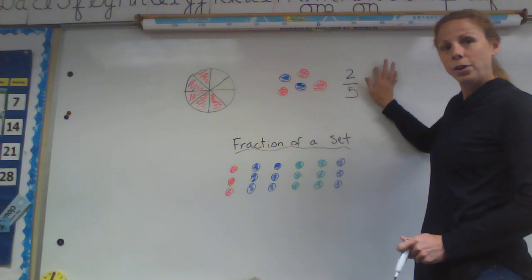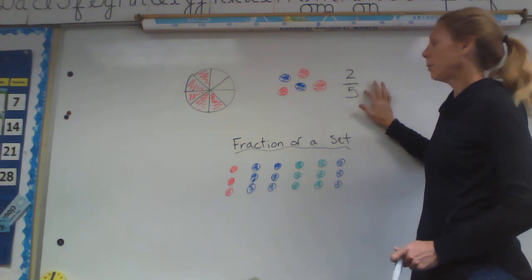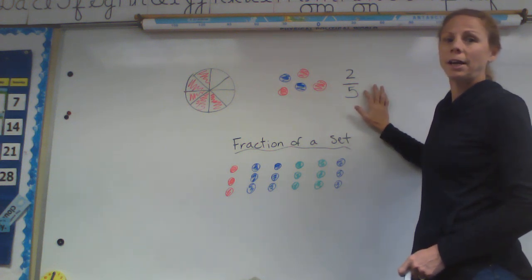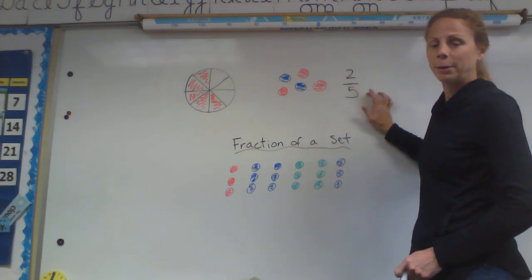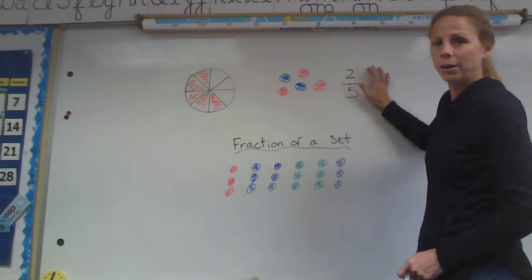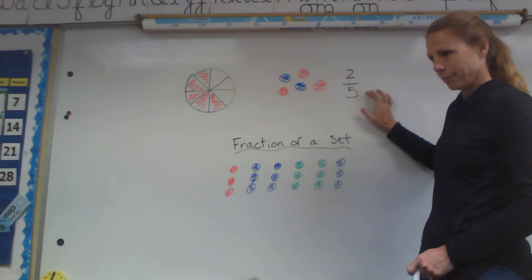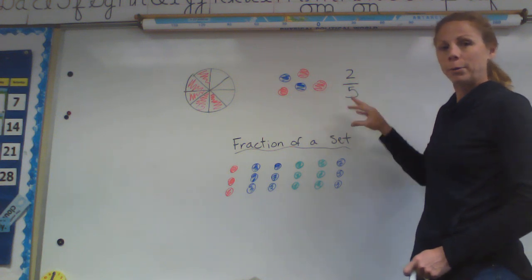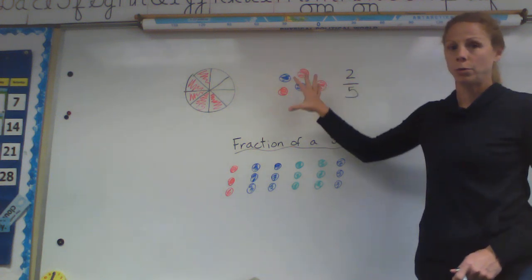Do you remember what the top number is called? It is the numerator. And the bottom number is called the denominator. Numerator, denominator. Go ahead and say it. Numerator, denominator. Remember, the bottom number is how many parts are in the whole thing.